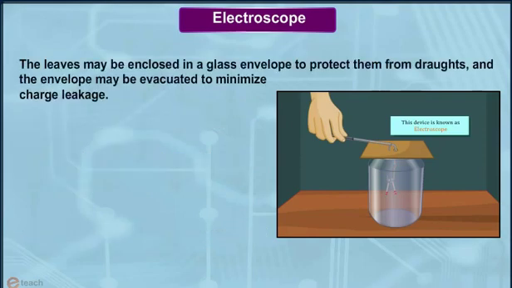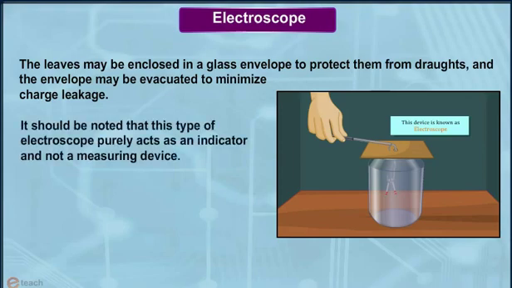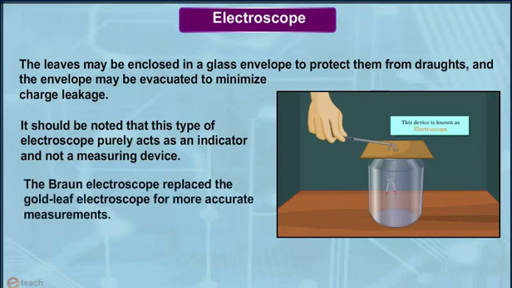The leaves may be enclosed in a glass envelope to protect them from draught, and the envelope may be evacuated to minimize charge leakage. It should be noted that this type of electroscope purely acts as an indicator and not a measuring device. The Braun electroscope replaced the gold leaf electroscope for more accurate measurements.